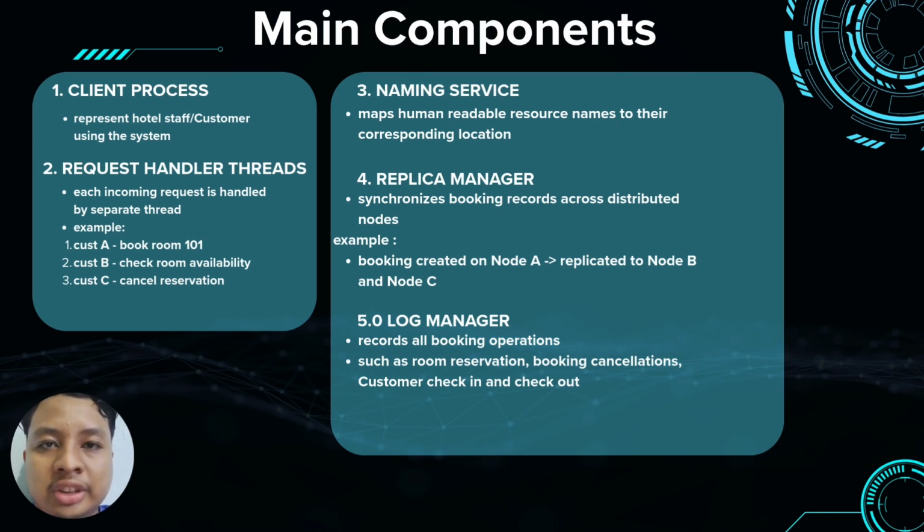Now the third component is the naming service. The naming service maps human-readable resource names to their corresponding locations. For example, room101.hotel.com is node A, room202.hotel.com is node B, and booking.bk001.com is node C. The functions of it are resource identification, resource lookup, and name resolution.